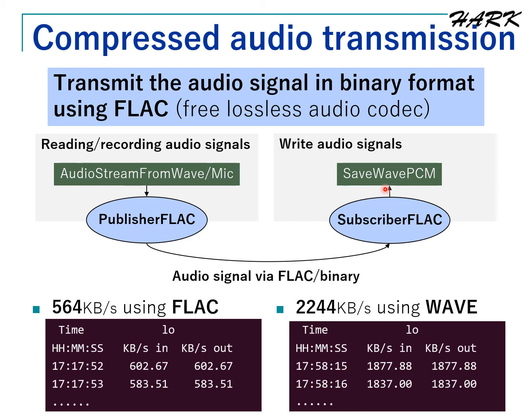If we use FLAC compression, the data transfer speed is about 500 to 600 kilobytes per sec. On the other hand, the data transfer is more than 2000 kilobytes per sec if we do not use FLAC compression. The data reduction is very effective to enhance the stability of the system under unstable networks.